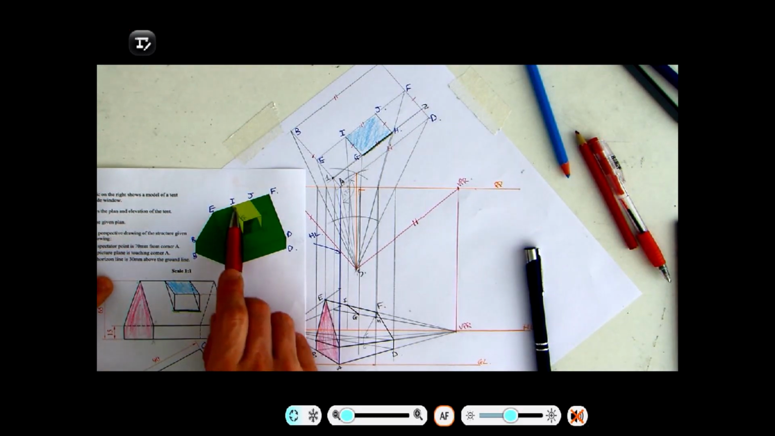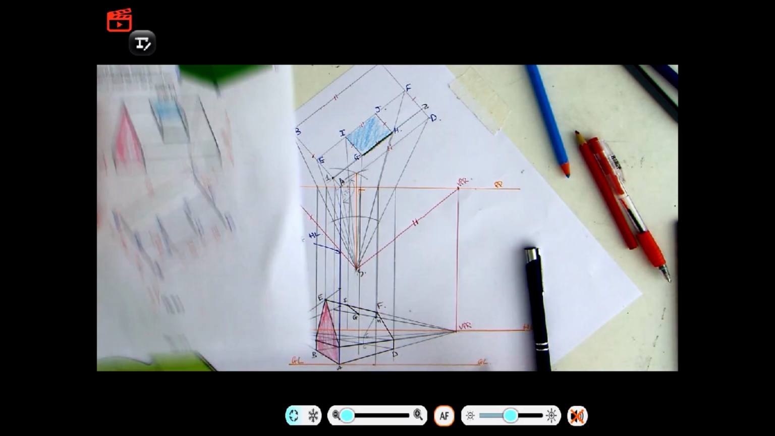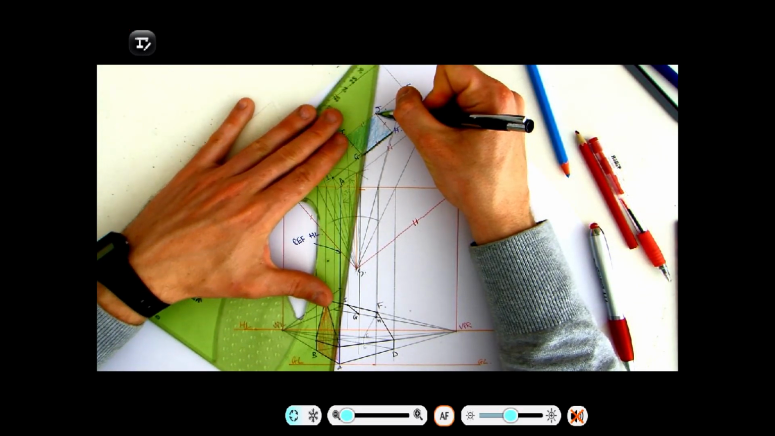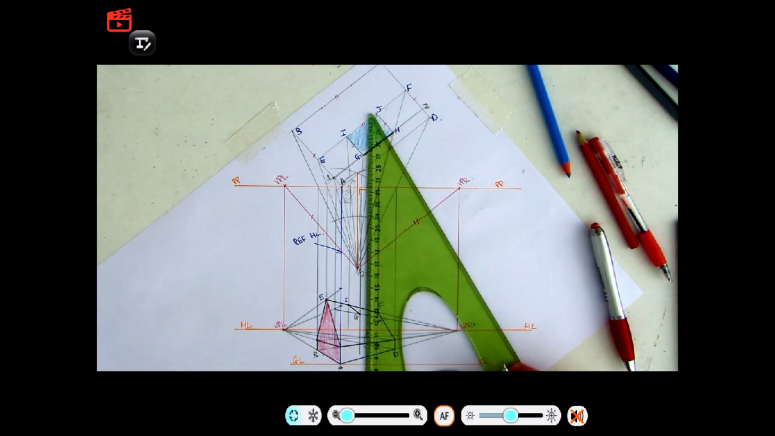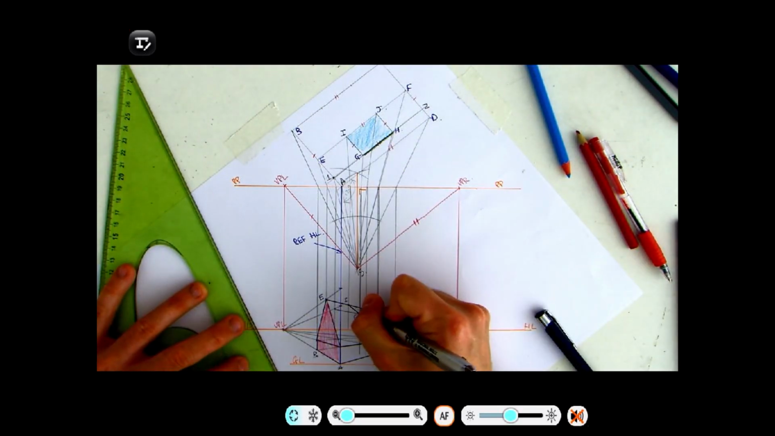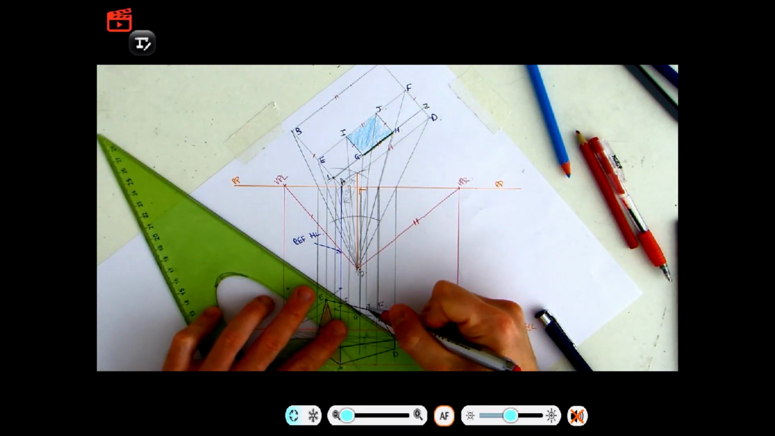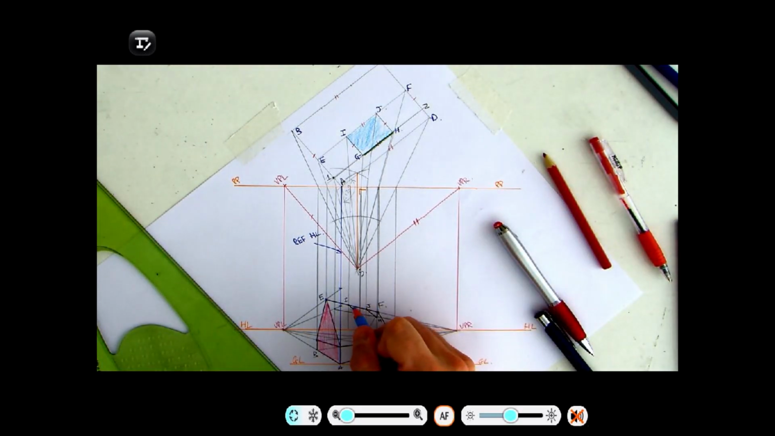I need J to H. So let's find J. I bring J to the eye of the spectator. Wherever it hits the picture plane, I bring it straight down. Wherever it crosses the line EF, gives me its location. That is point J. I can join J to H. And again, that there is my blue surface that I coloured in earlier on. That is the roof of it.